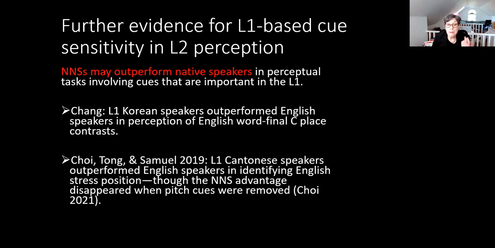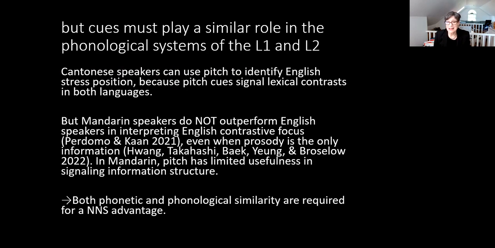So this is clearly because in Cantonese, a tone language, pitch cues are important and Cantonese speakers are sensitive to those cues. But it's not as simple as sensitivity to a particular cue, because in studies of Mandarin speakers, interpreting English contrastive focus, Mandarin speakers have not been shown to outperform English speakers, even in a study where the only cue available was pitch, because all the segmental information was taken away. So what we did, this was an eye tracking experiment, was people would see something like click on the scarlet mittens, with a picture of scarlet mittens.